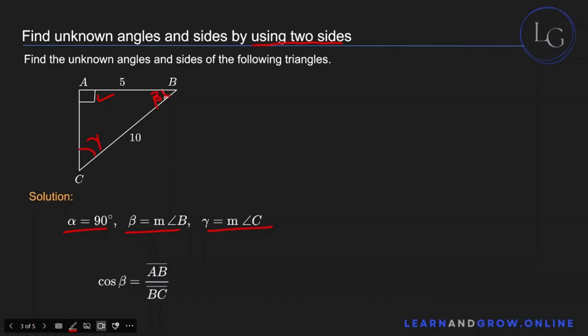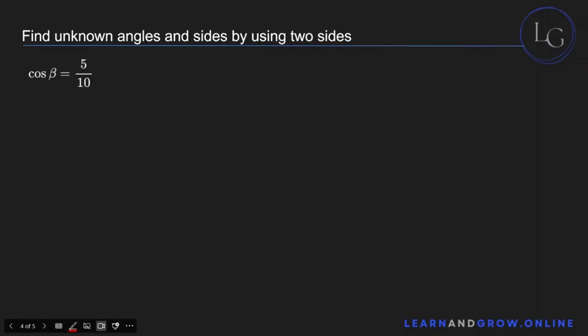We know that cos beta, the cos of this angle beta, is the adjacent over the hypotenuse, so 5 over 10, since 5 is AB, so AB over BC. We know AB is 5 and BC is 10, so you can find beta by taking cos inverse of AB over BC. So 5 over 10, cos inverse of 5 over 10, so cos inverse of 1 by 2, and that gives you 60 degrees. So now you know that beta is 60 degrees.